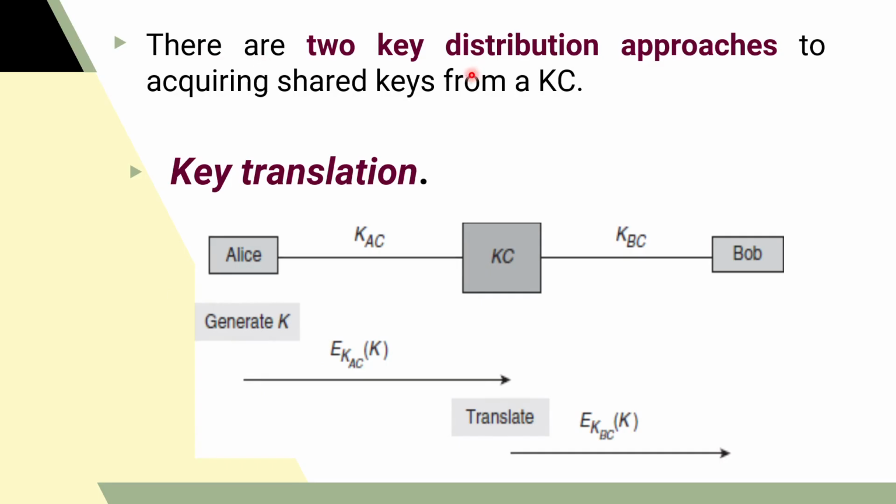There are two key distribution approaches for acquiring shared keys from a key center. From the key center you can get the keys. Two distribution ways are there. One is key translation.